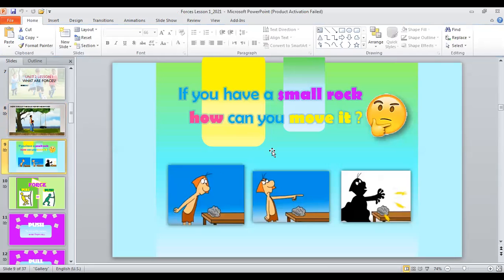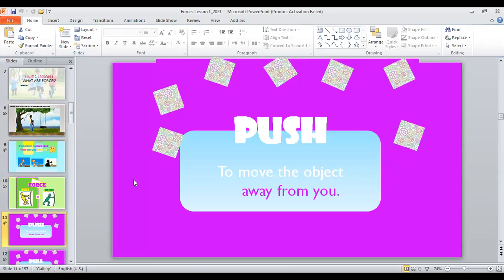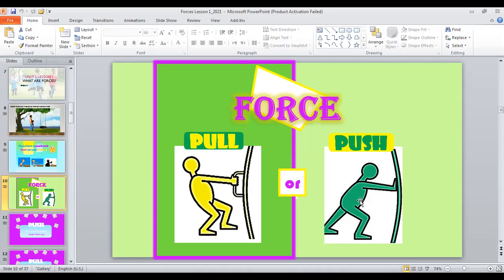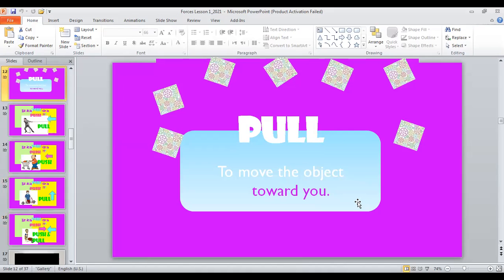If you have a small rock, how can you move it? You move it away from you, and this is a push. This is a force. The force can either be a push or a pull. Pull is when you are moving the object close to you, and push is when you are moving the object away from you. So push to move the object away from you, pull toward you, close to you.